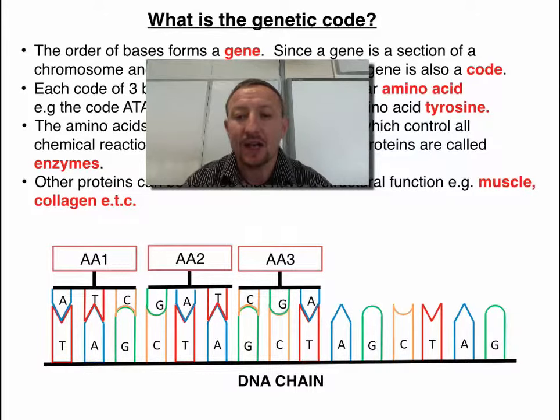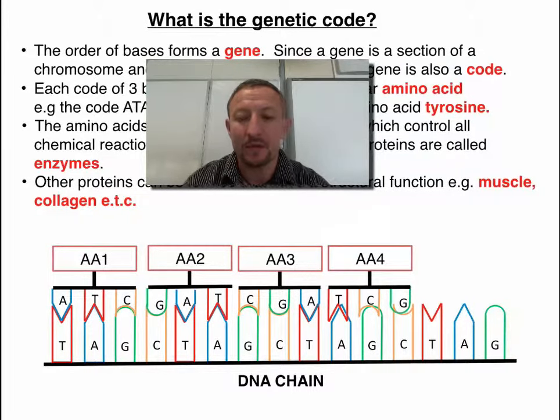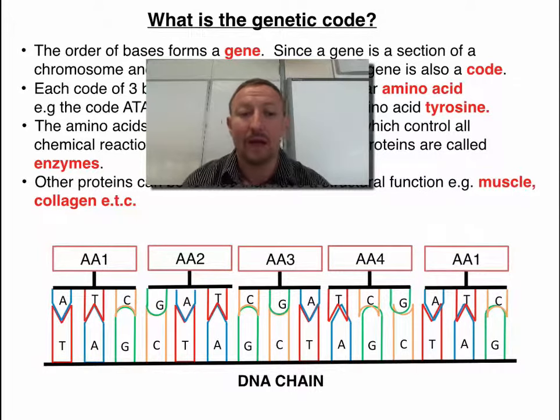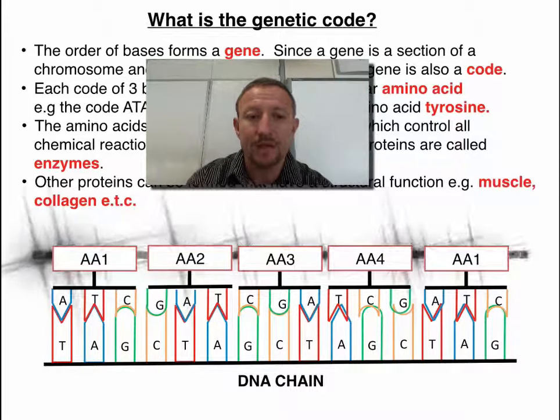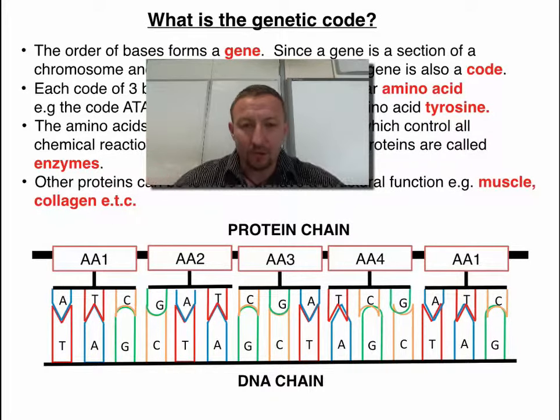The next codon, AGC, brings in the anticodon TCG, amino acid number 4, and then the next codon, TAG, brings in its constituent anticodon ATC. We come back and we've got amino acid number 1. Now these amino acids are all joined together, so they bond, they're all close, and there's your protein chain.